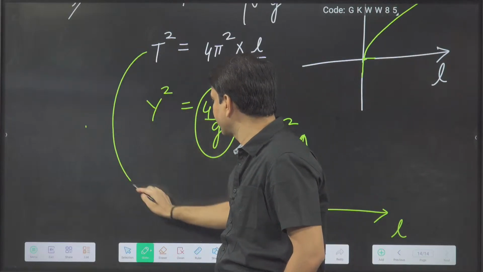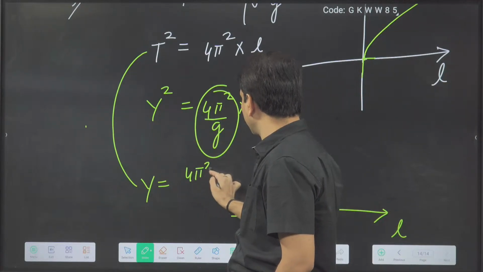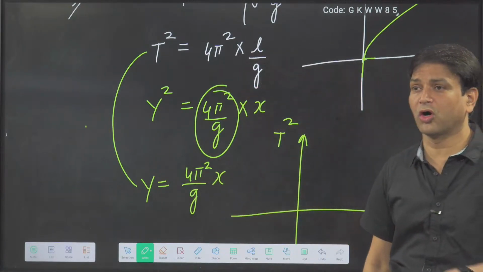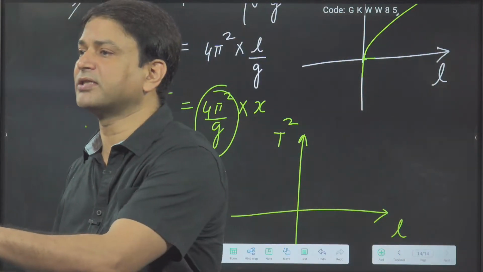So here what will I write? y is equal to 4 pi square by g, constant as it is, and L is what? x. Now what did I get? y is equal to constant into x. y is equal to mx, y is equal to cx. It is a straight line passing through the origin.